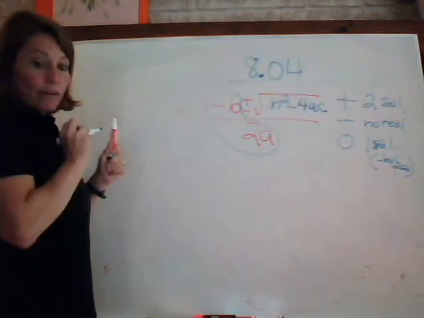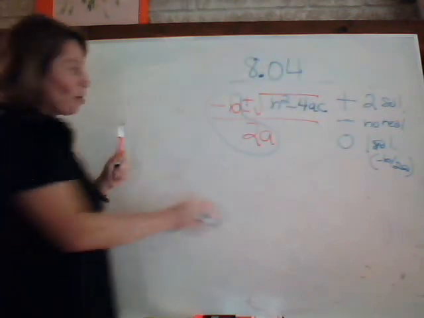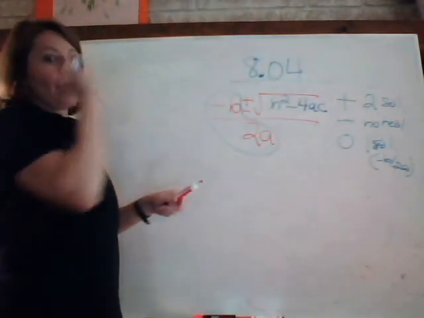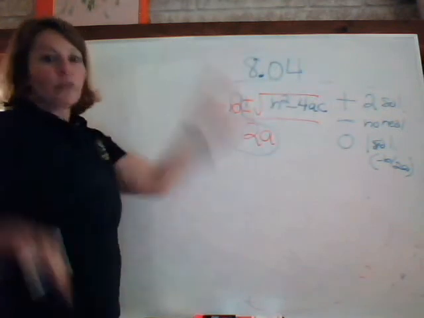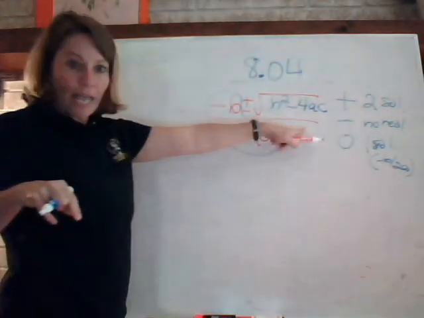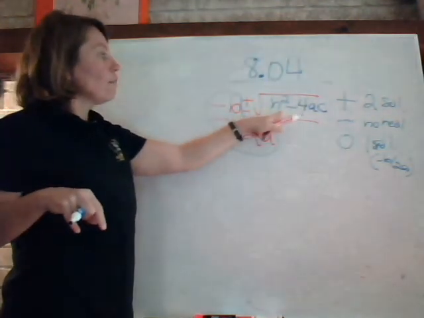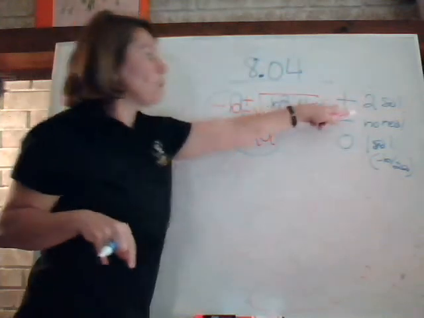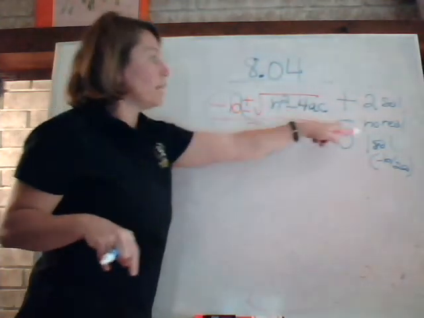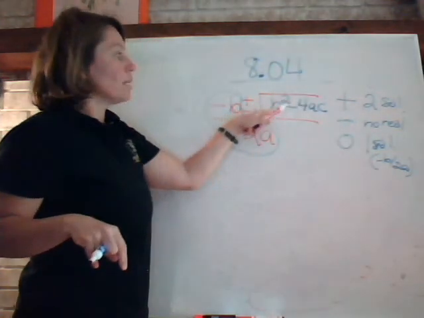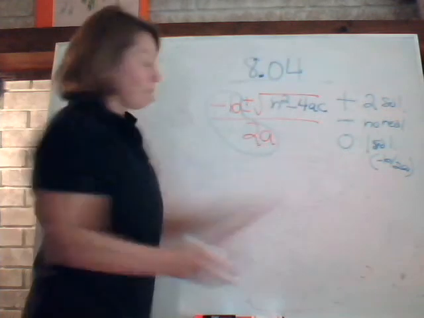Okay, so what does it look like from a graphical approach? Remember, Miss B is always teaching it algebraic and graphical. Okay, here's the algebraic one. If our discriminant is positive, 2 solutions. If it's negative, no real solutions. And if it's 0, it has 1 solution.